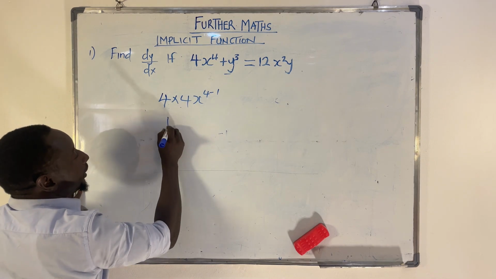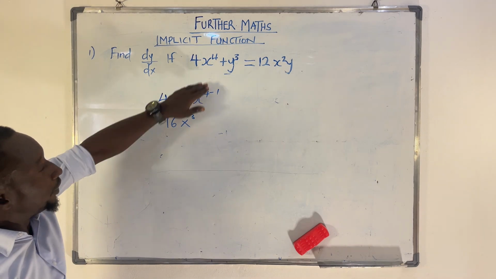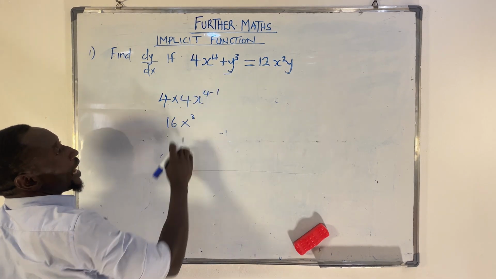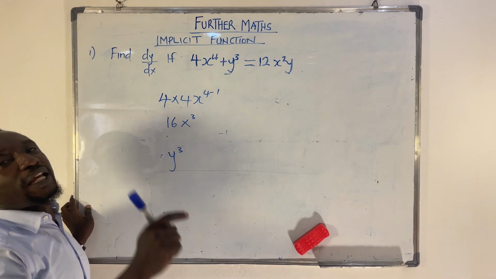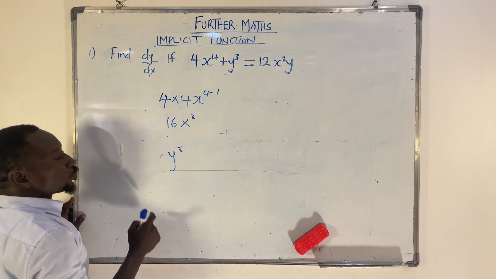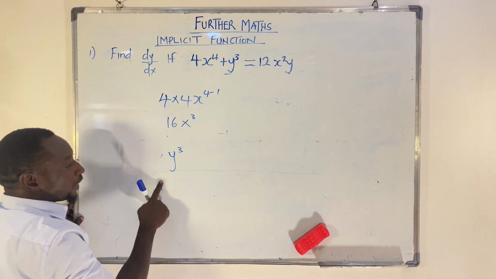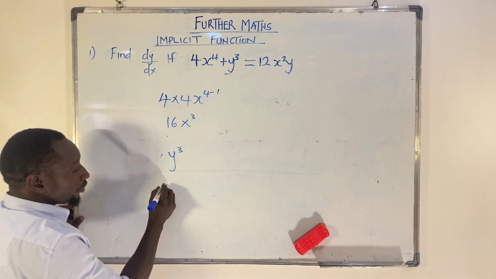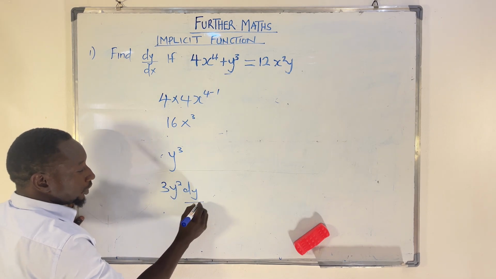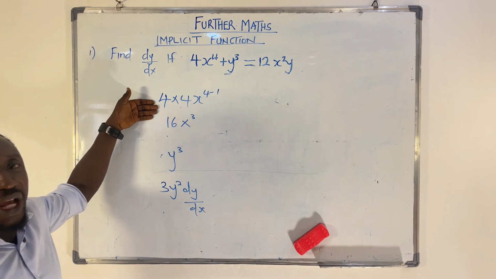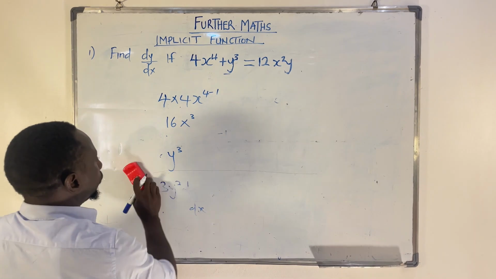Now 4 times 4 is 16, 16x raised to power 3. So this one has been differentiated. Now you also have the second term, which is y raised to power 3. So I will differentiate this one implicitly. Differentiating this with respect to x, I'll have 3y squared dy/dx. I have taken time to explain this in my previous video, so I'm just giving a recap.